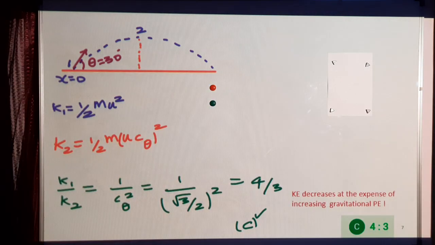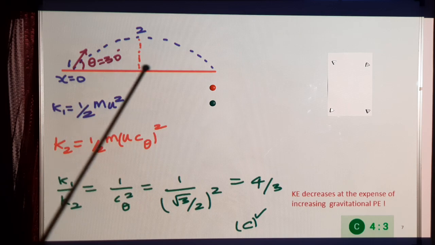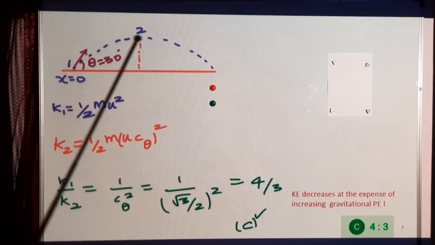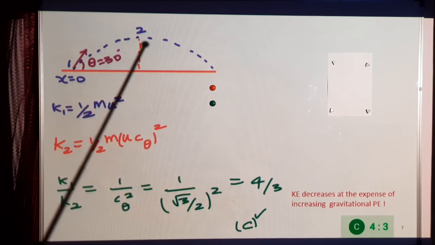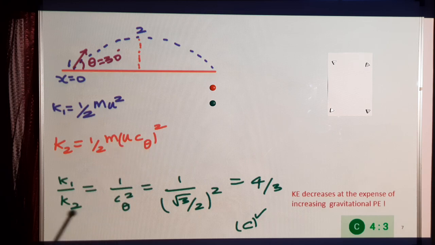That's what I've done here. The stone is projected at an angle theta equal to 30 degrees and reaches the maximum height. So the kinetic energy at this point is half m u square, and at this point the horizontal component of velocity will remain constant, which is u cos theta. The same u cos theta will be here, but the vertical component is 0. So here the total velocity is u cos theta. So kinetic energy at point 2 is half m u cos theta square. So the ratio is 1 by cos theta square, which is 4/3.